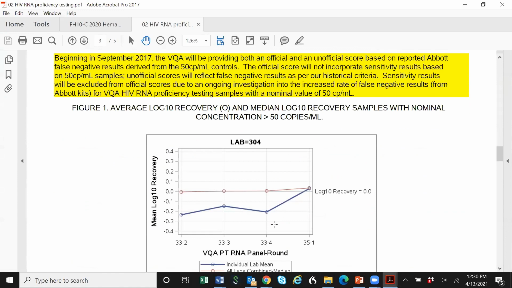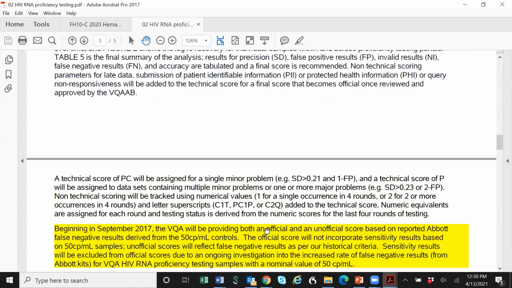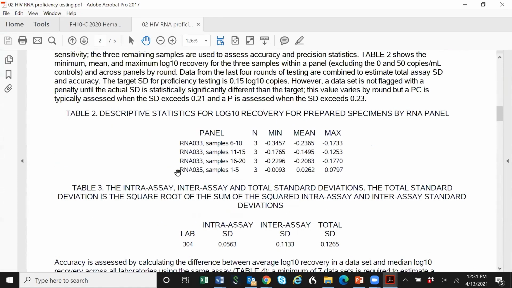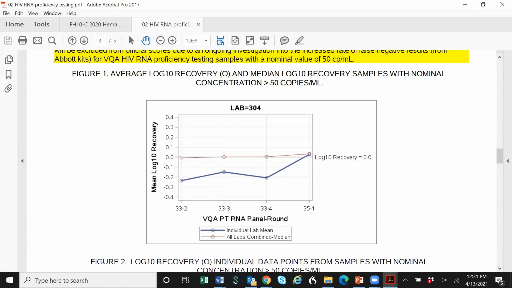Okay, so this is what I was saying. So figure 1 and table 2 are showing the same data. Actually, let me go to figure 1 because it's easier to describe. So figure 1 has on the y-axis the mean log 10 recovery. That's kind of how it says, did you recover what we expected you to recover? Okay, and it's normalized so that the mean of all the labs is close to 0.